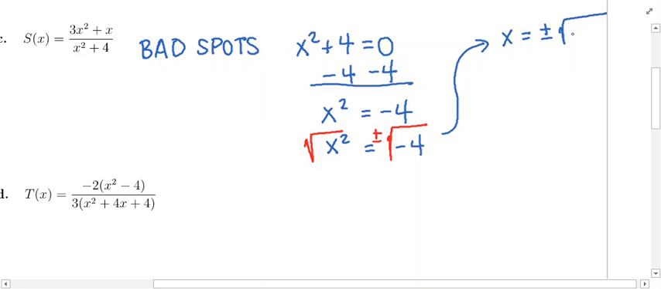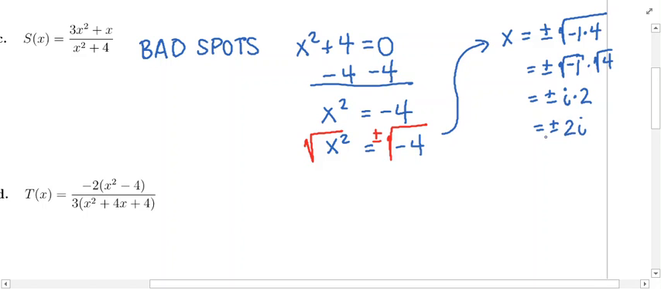So remember what we've learned in the earlier parts of this chapter. That's negative 1 times 4 under the square root. So this is going to be plus or minus the square root of negative 1 times the square root of 4. The square root of negative 1 is i, and the square root of 4 is 2. So we end up with imaginary answers, plus or minus 2i.